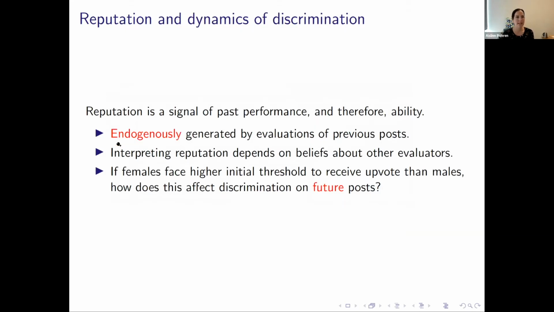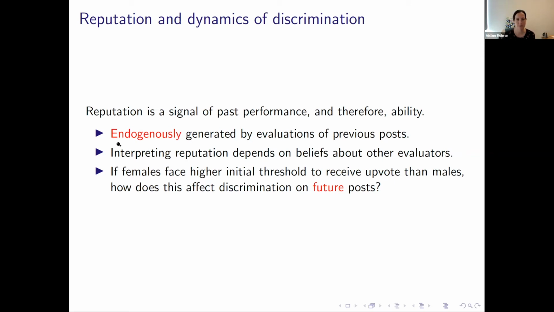All right, so let's think about reputation and how it interacts with the dynamics of discrimination. Now, reputation is a signal of past performance, as I said, and therefore ability or productivity on the site. And importantly, it's endogenously generated by the evaluations of previous posts. So it's a subjective form of information. It's filtered through other evaluators' preferences and beliefs in evaluating the prior posts. And therefore, interpreting the reputation is going to depend on the beliefs about other evaluators. If I think other people are discriminatory, I'm going to know that the woman who received 100 reputation points has generated higher quality content than the man. Whereas if there's no prior discrimination, it would be similar quality content.